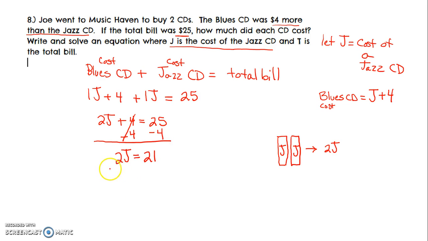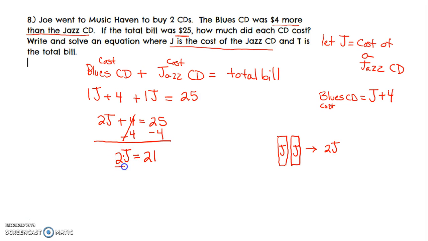Then to solve this equation in my last step, I say, okay, 2 J. That means 2 times J. If we do not see an operation in math, we assume it's multiplication. So I'm trying to solve for J. I say this is 2 times J. How do I undo multiplication? I undo multiplication with division.